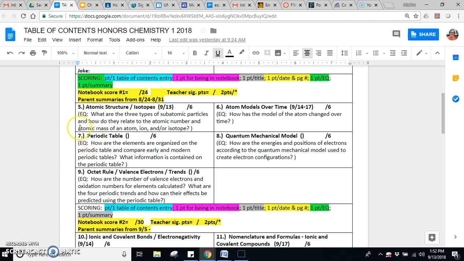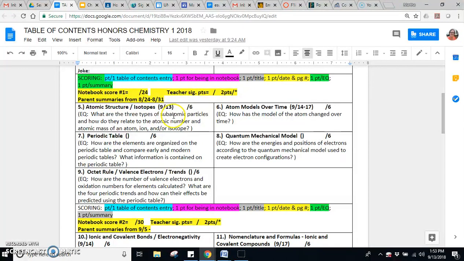So for our first one here, the atomic structure and isotopes, for your first guide sheet or your guided notes handout, we're going to cover slides 1 through 12, and this is your essential question. What are the three types of subatomic particles, and how do they relate to the atomic number and atomic mass of an atom, an ion, and/or an isotope? So there's a lot in that essential question.